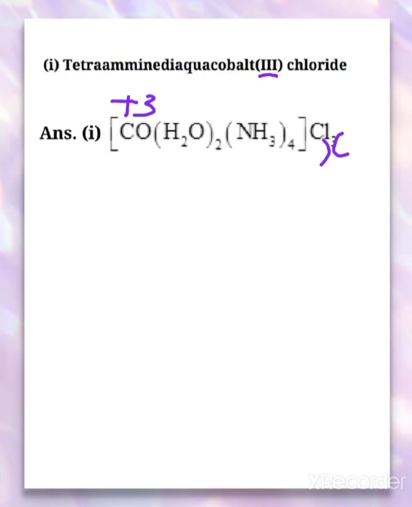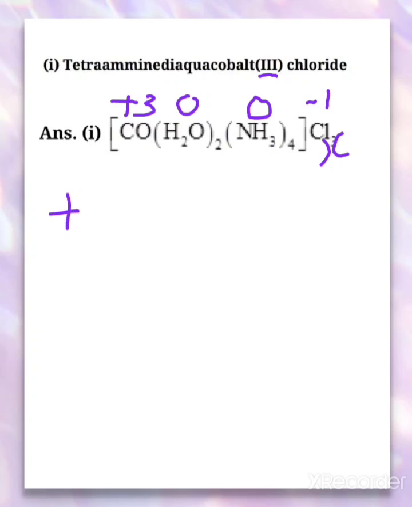What is the oxidation state of water? That is 0, because it is a neutral ligand. And ammonia, that is also a neutral ligand. So its oxidation state is 0. And what is the oxidation state for chloride? That is -1. But how much of Cl are there, that we have to find it out. So we'll be doing the calculation here.